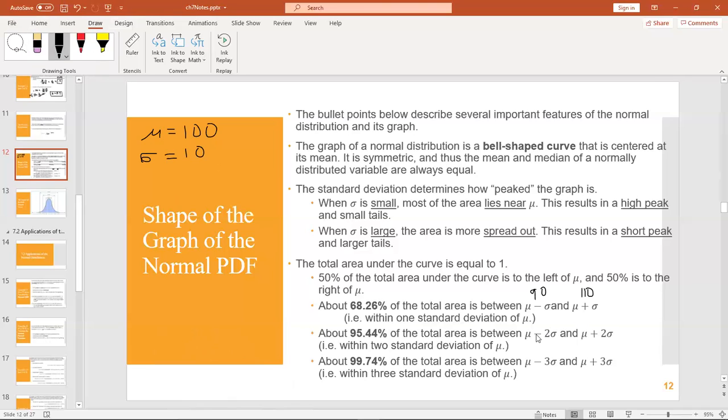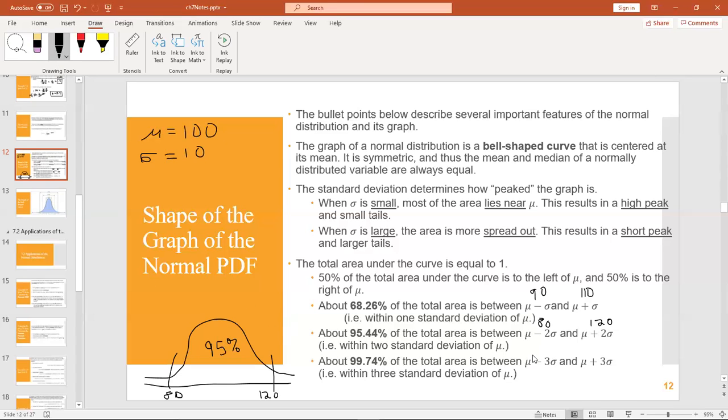Now, if you go out 2 standard deviations, so if you go down another 10, for instance, in this example, that would take you down to 80 and up to 120. And this tells you that 95% of the data are between 2 standard deviations. In this example, that's going to be from 80 to 120. So 95% of your data, roughly, are between those 2 values.